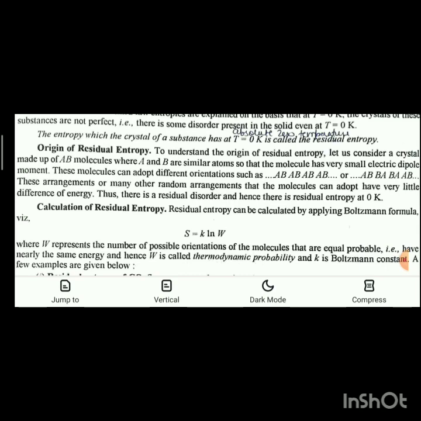Calculation of residual entropy. Residual entropy can be calculated by applying the Boltzmann formula, that is S equals k ln W, where W represents the number of possible orientations of molecules that are equally probable, that is, have nearly the same energy, and hence W is called thermodynamic probability and k is the Boltzmann constant. A few examples are given below.